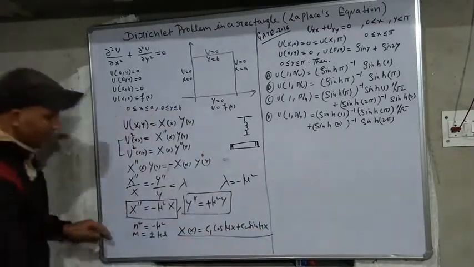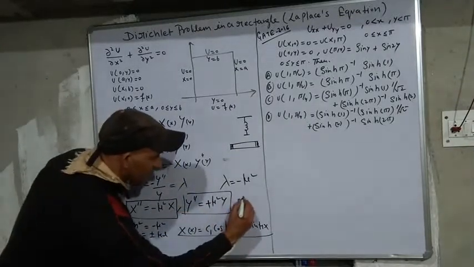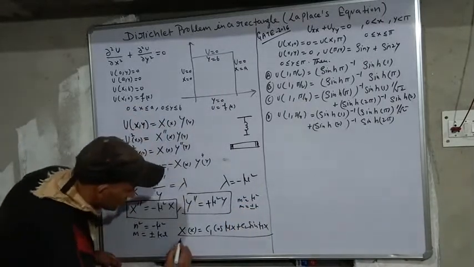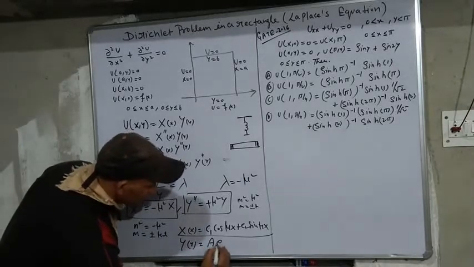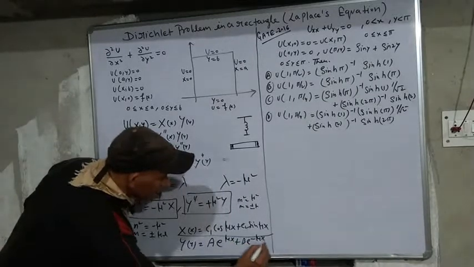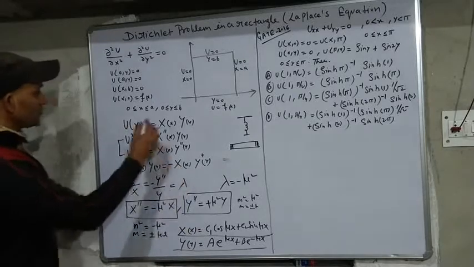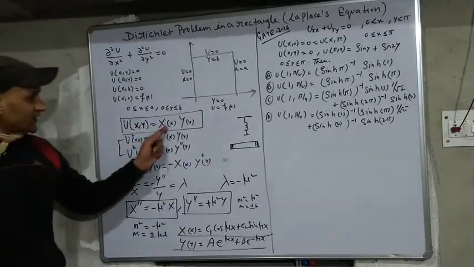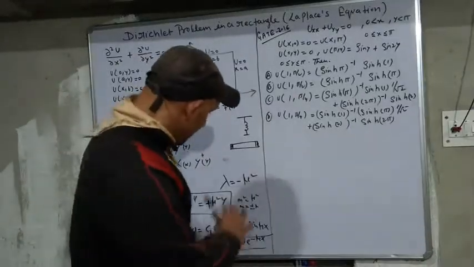This is your solution: m squared is equal to mu squared, and m is equal to plus or minus mu. So this is your solution. Y is equal to, suppose, a e to the power mu x plus b e to the power minus mu x. So this is your solution. If you put the two values here, then you will get the solution, because your solution is u(x,y) is equal to X(x)Y(y). That is your solution. But here I will not explain.